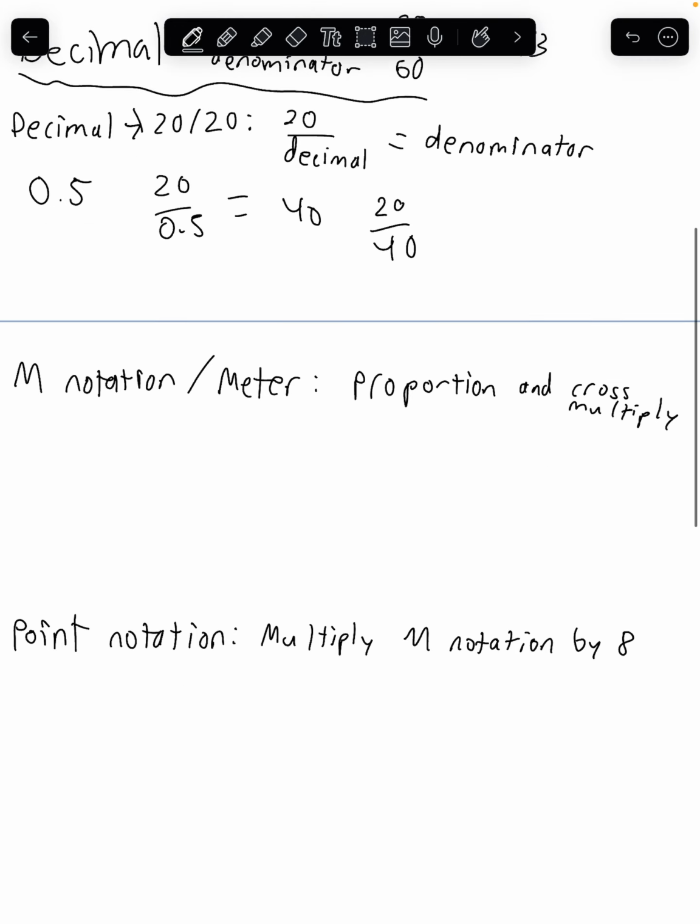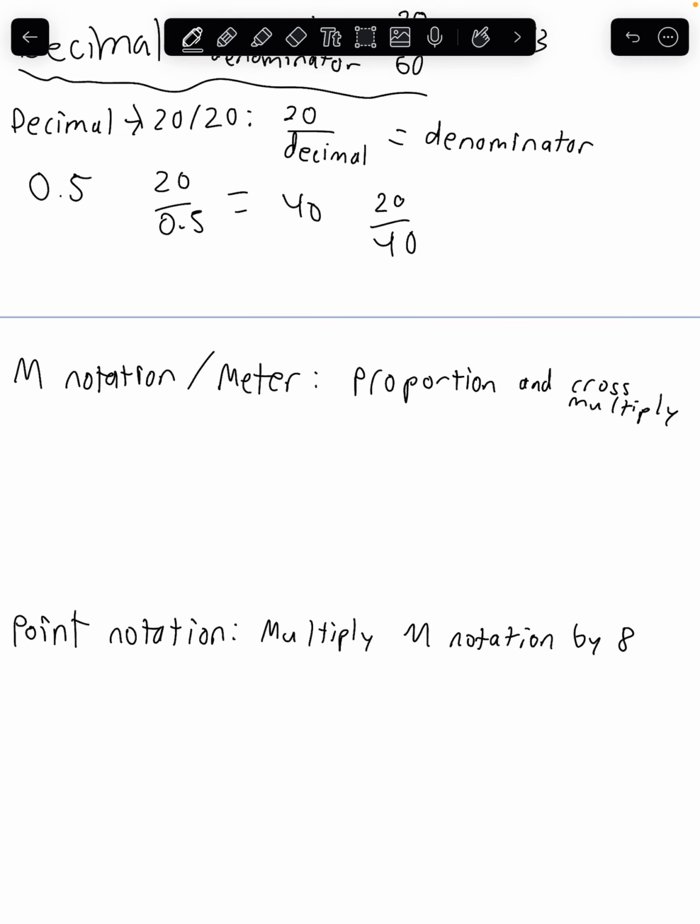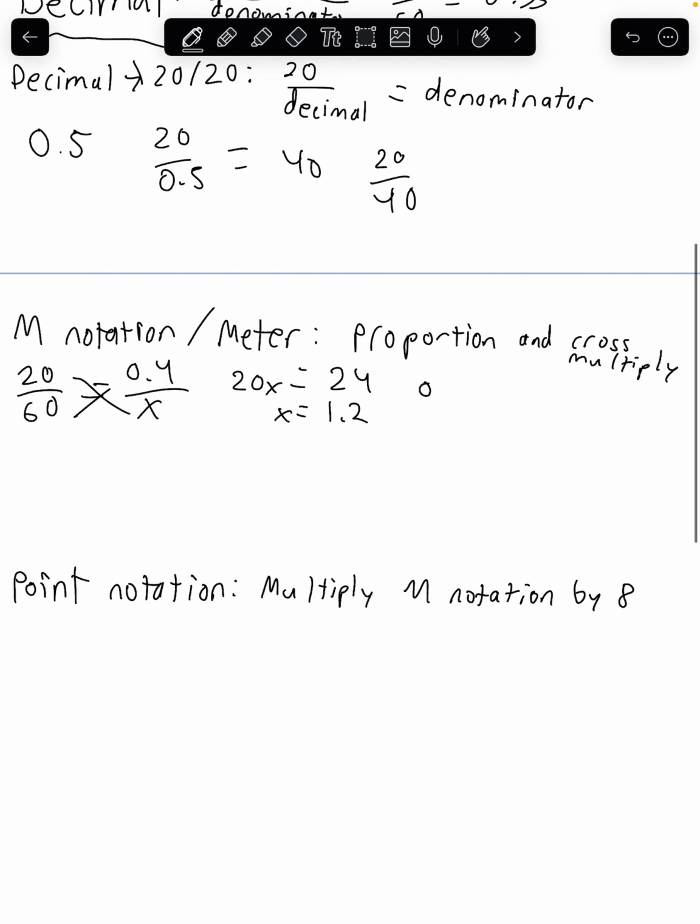And then for M notation and meter notation, you just set up a proportion and cross multiply. So 20/60 equals 0.4 over x. Just remember that the denominator is the thing that's changing, not the numerator. So if we cross multiply here, 20x equals 0.4 times 60, which is 24, x equals 1.2. So then you'd have 0.4 over 1.2 m.